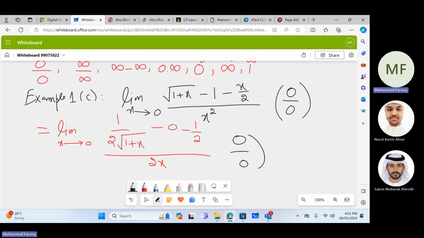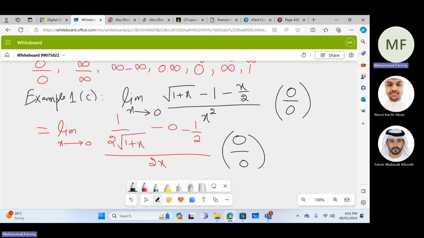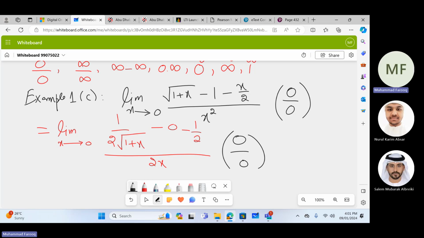Doctor, I have a question. What if we get a number over 0? No, it's undefined, of course. It should be specifically 0 by 0 or specifically infinity by infinity. These are the requirements of L'Hopital's rule. Every time you check, match the condition of L'Hopital, then apply L'Hopital. What if it's 0 over infinity or infinity over 0? All are undefined forms. If the form doesn't match, you use some other method.